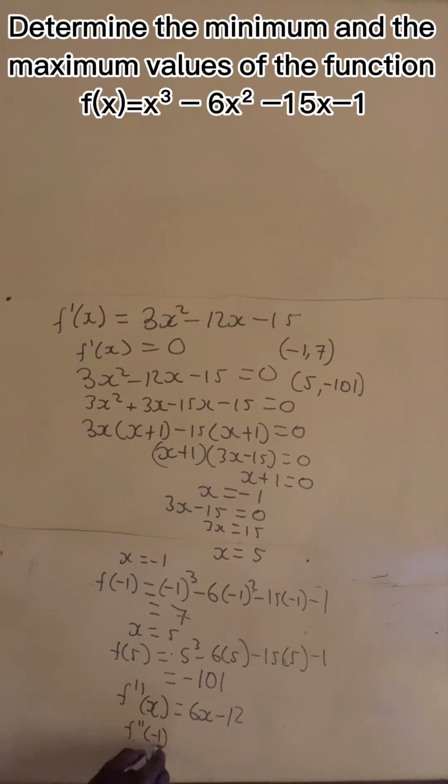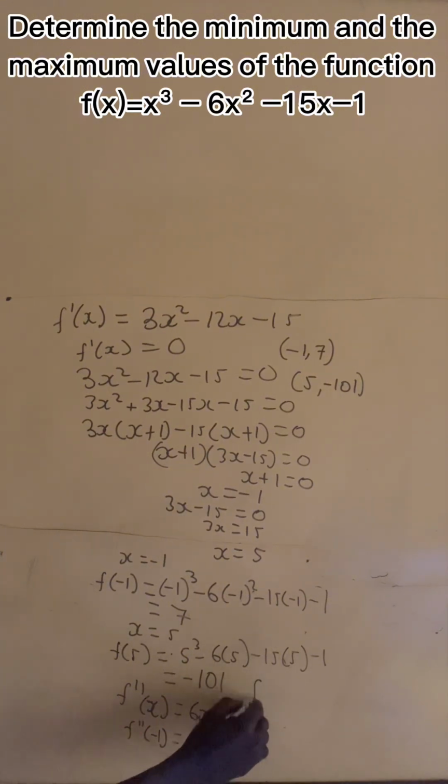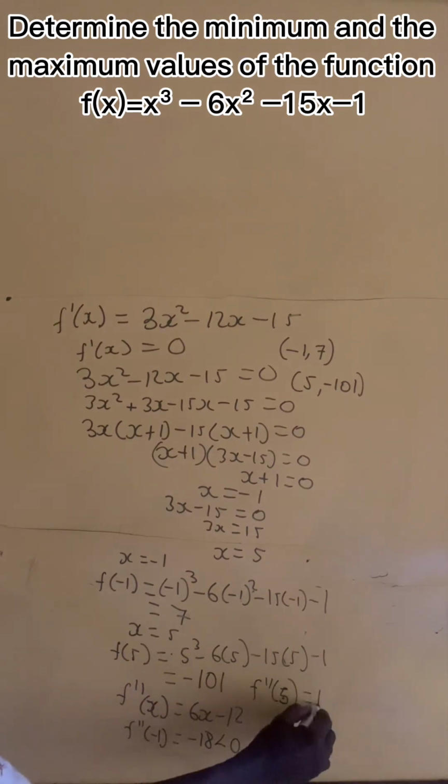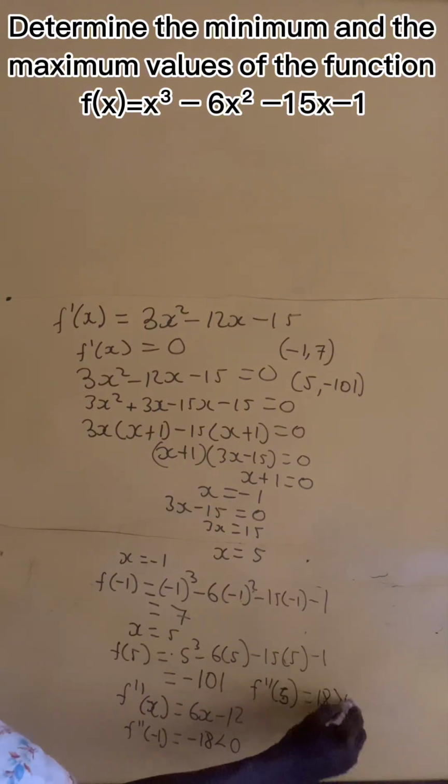So we put in negative 1 into the second derivative, and this will give us negative 18, which is less than 0. Then if we put in positive 5 into the second derivative, it will give us 6 times 5 is 30, minus 12 will give us a positive 18, which is greater than 0.